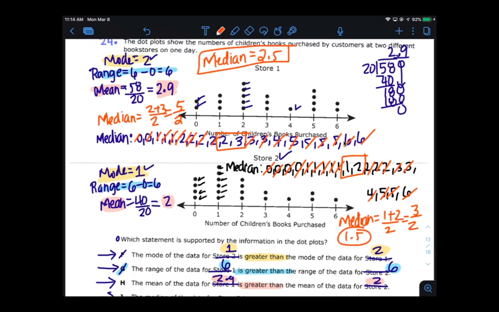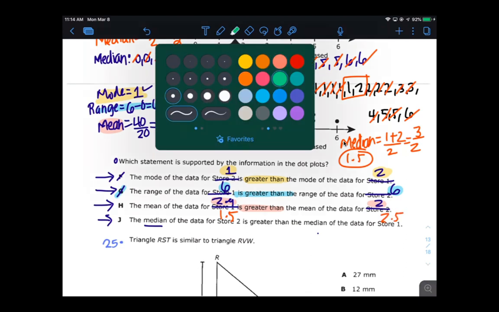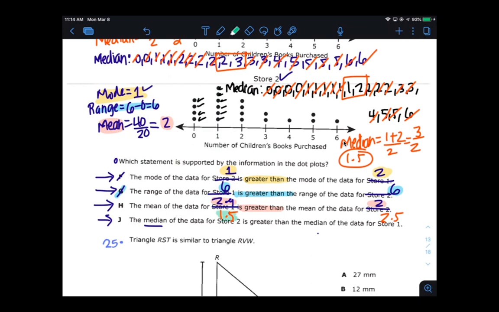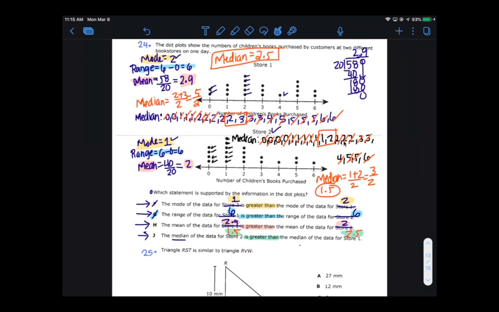And so we substitute 1.5 and 2.5. It says the median on store 2 is 1.5 and store 1 is 2.5. So you go ahead and read the statement with the values. 1.5 is greater than 2.5. And there you go. You can make a decision which is the correct answer choice. And we already reviewed how to get the mode, the range, the mean, and the median from 2 dot plots. So there was a little bit of work on that one, huh?